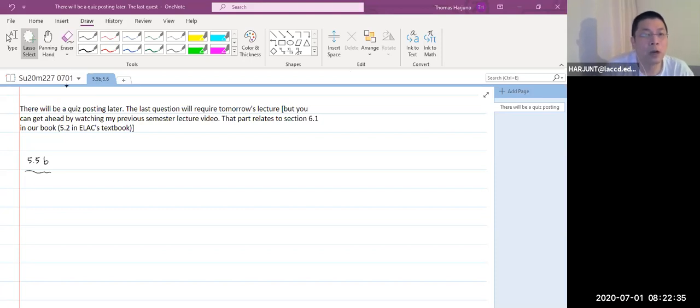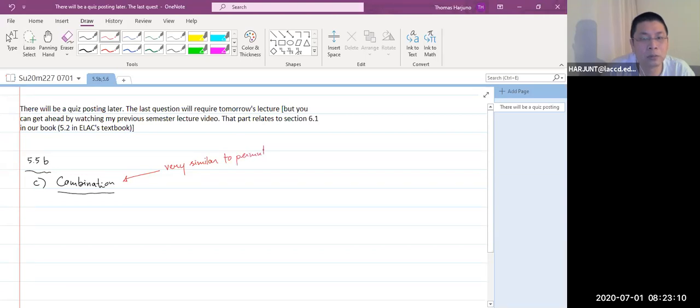5.5b, it's on part C, permutation. I'm sorry, combination. It is common when I teach these counting techniques that I separate permutation and combination into 2 different days. Why? Because combination and permutation are very, very similar, to the point that it may be confusing.